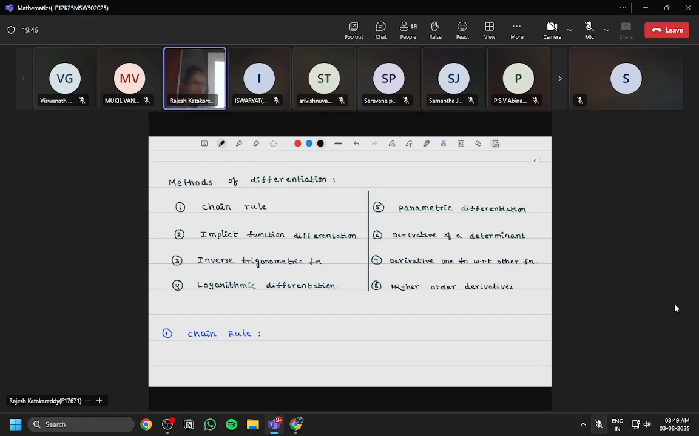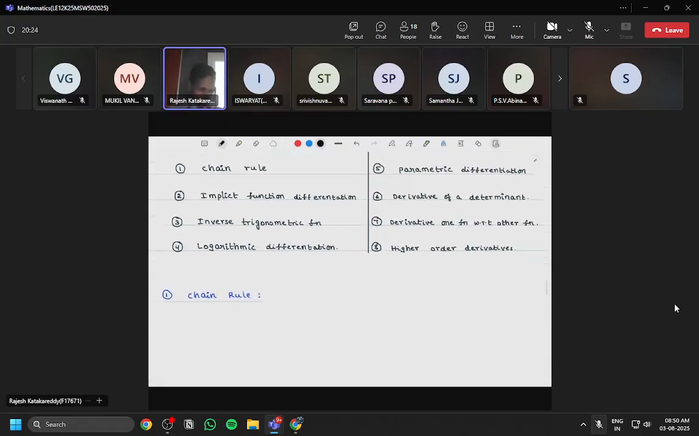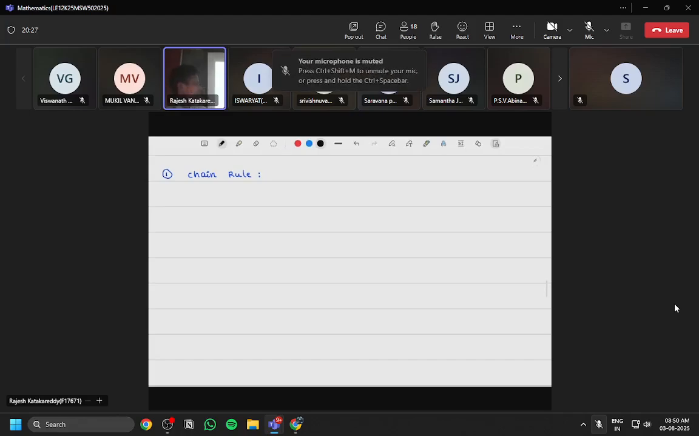Then we have something called implicit function differentiation. We have studied implicit and explicit functions in the first chapter on functions. Then inverse trigonometric function differentiation, logarithmic differentiation, parametric differentiation, derivative of a determinant, like how we differentiate a determinant, derivative of a function with respect to another function, and then higher order derivatives, that means double dash, triple dash, and so on. The last I need to add here is how I will differentiate an infinite series. Right? Let us learn the chain rule. Don't write this methods of differentiation list. Maybe just listen to it. If you don't know, you note that one.